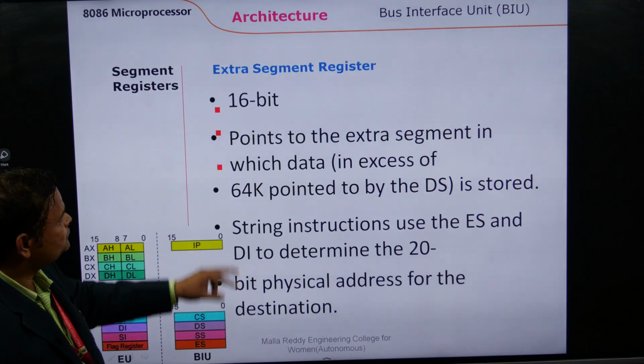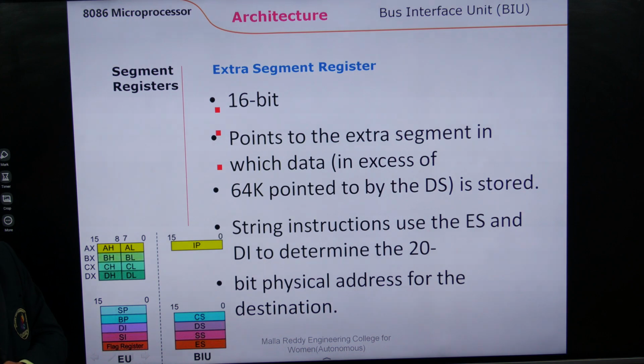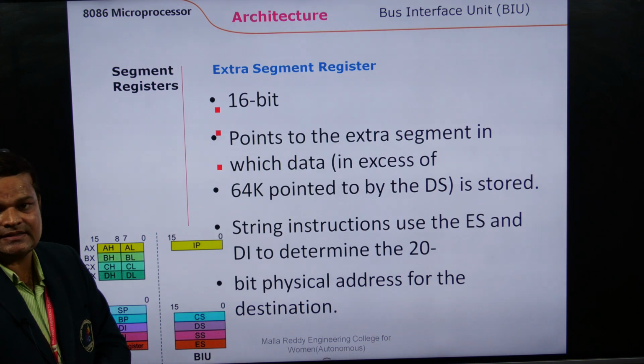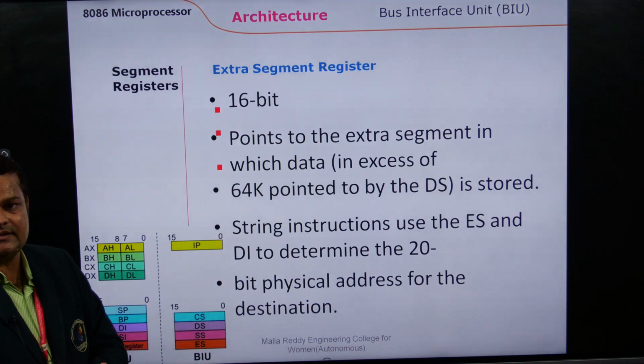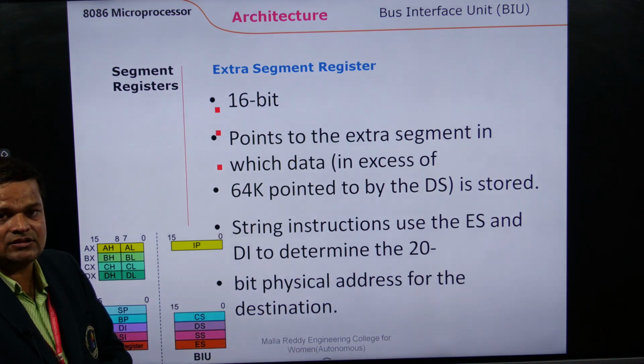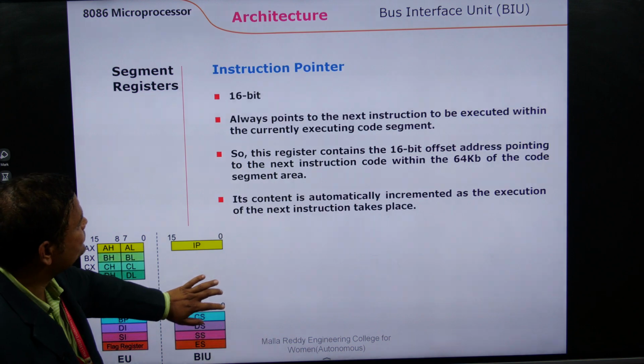Next comes the extra segment register, which holds the base address of the extra segment. This extra segment is used along with the data segment, and the size of this extra segment is also 64 kilobytes.